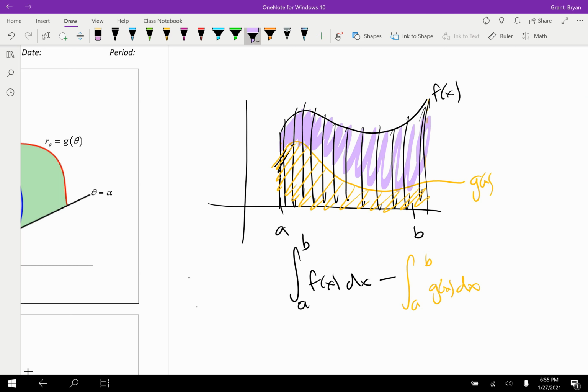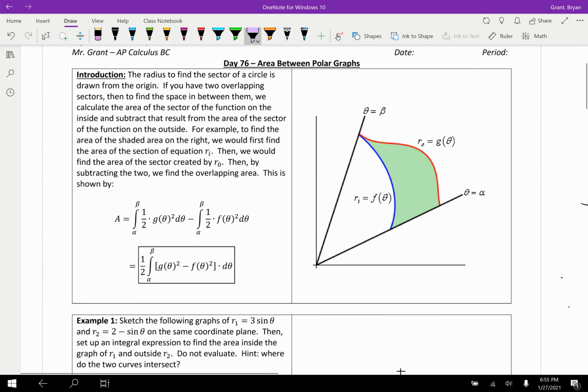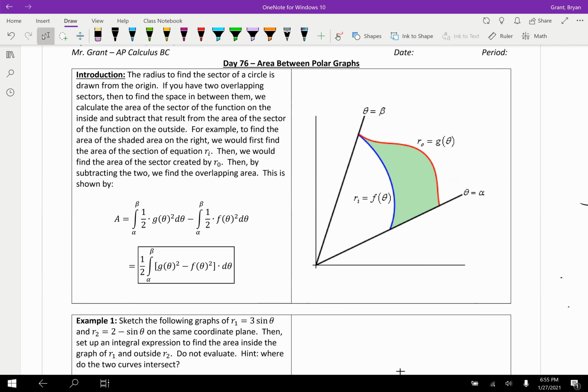Well, good news for you. Polar graphs are extremely similar, except instead of going up and down like we did here, we draw our polar graphs from the origin, but still a similar idea. There are a few little idiosyncrasies here, but overall, nothing too terrible.